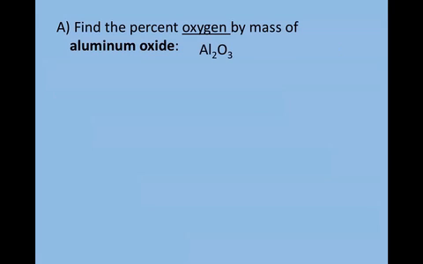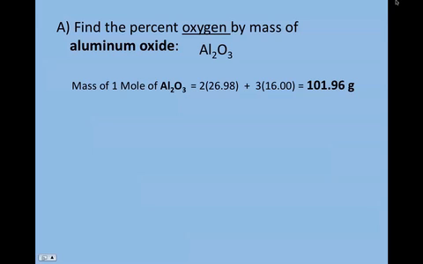So the first one in your note packet asks you to find the percent composition by mass of oxygen in aluminum oxide, and it gives you the formula. If you were only given the name, you would have to write out the formula because you have to know what the subscripts are. So the first thing we're going to do is figure out the mass of the whole compound, which is your GFM, your mass of 1 mole of it. For the aluminum oxide, you have 2 aluminum, so we're just taking the values right off the reference table, plus your 3 oxygen, which will give us a mass of 101.96 grams in every mole of it.